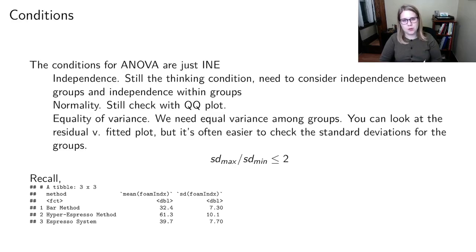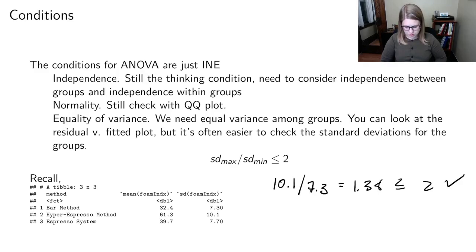Normality, you're still going to check with a QQ plot, and you want it to be nice and close to that line. And equality of variance means you need equal variance in your groups. And you can look at the residual versus fitted plot. We looked at some of them last week, and you're looking for how tall or short those bands of residuals are. But it's often easier to just check the standard deviations for the groups, and our rule of thumb is we want the SD max divided by the SD min to be less than or equal to 2. So in this case, my maximum standard deviation was 10.1, and I divide that by 7.3, and I think that's 1.38, and that's less than or equal to 2, so we've got the equality of variance here.